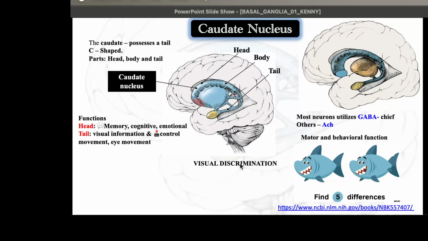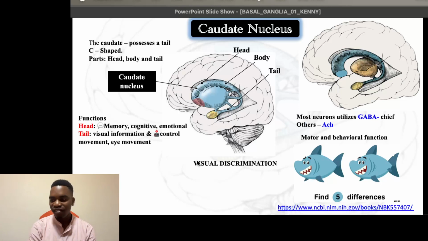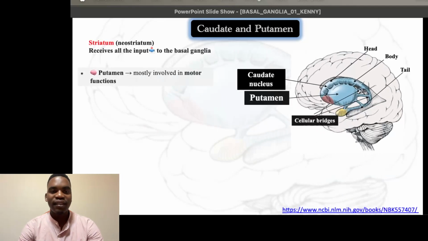And as an example, we have two pictures here, and give yourself a few minutes, maybe 2 minutes, to mention the 5 differences that are present between these two pictures. And if you cannot get these 5 differences, it means you might have a defect in your visual discrimination processing, and that is the tail of the caudate nucleus.